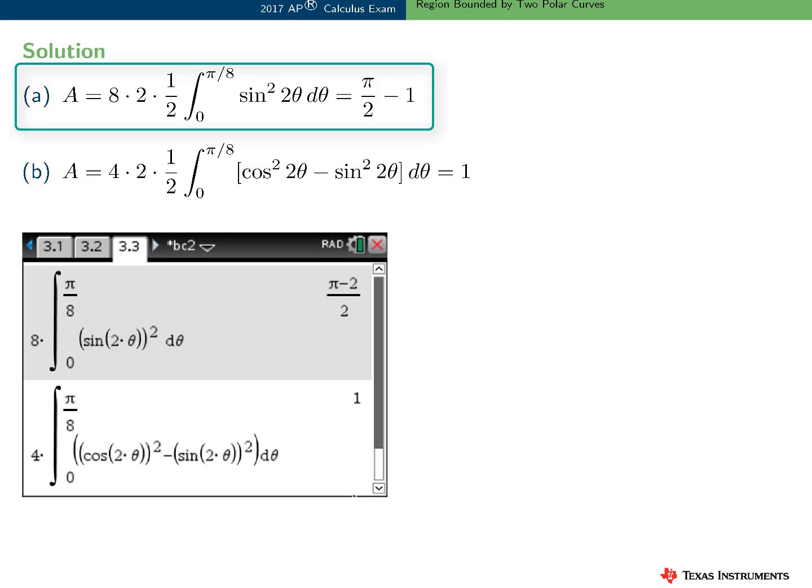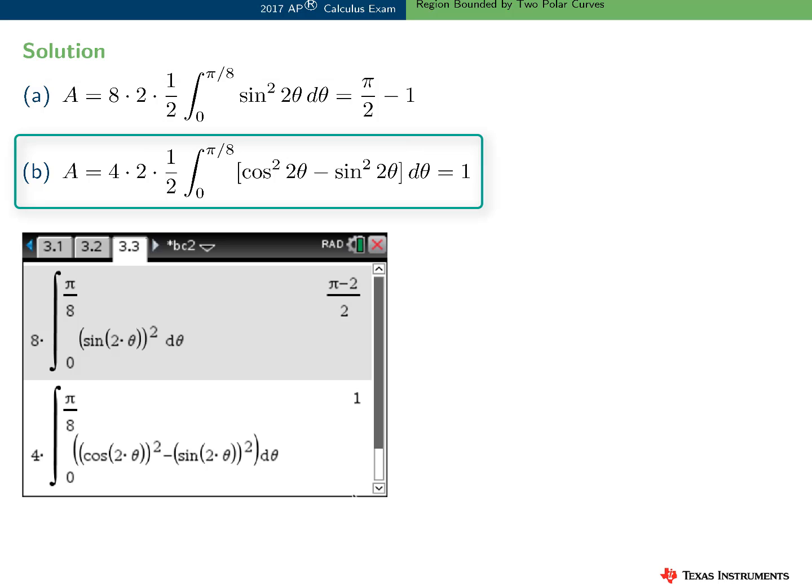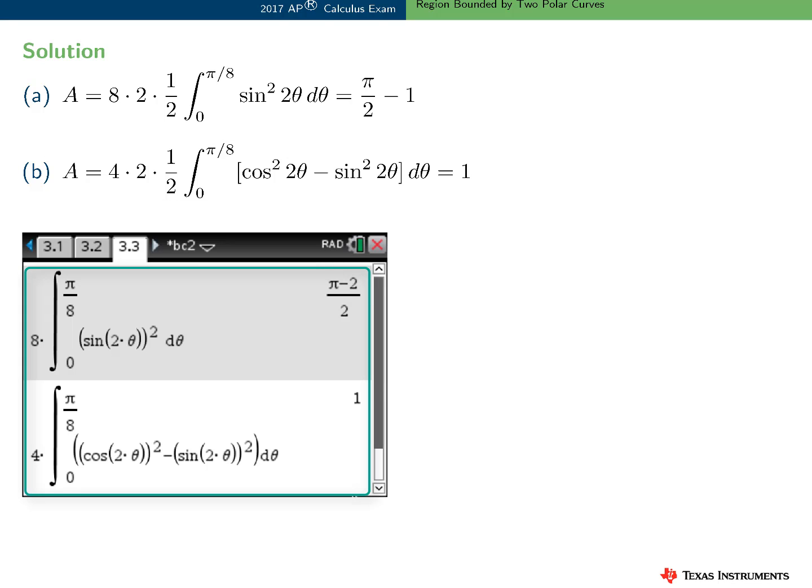To solve the first part of this example, I found the area of half the region A, doubled it to find the area of region A, and then multiplied by 8 to find the total area inside both curves. To solve the second part of this example, I found the area of half the region B, doubled it to find the area of the region B, and then multiplied by 4 to find the total area needed. It's amazing that this answer is exactly 1. And here's the technology solution.